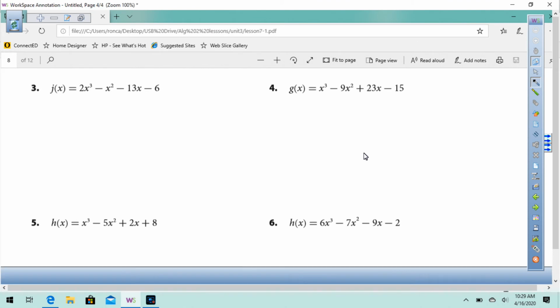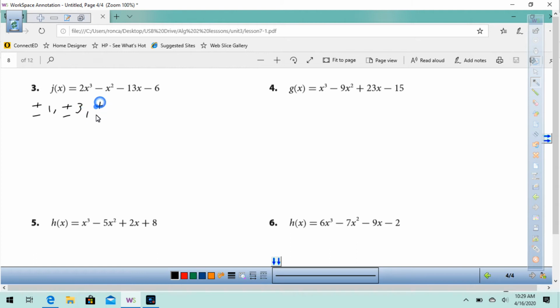Number 4, we have 15 over here, and we have 1 there, so we get plus or minus 1, plus or minus 3, plus or minus 5, plus or minus 15. The coefficients are 1, negative 9, 23, and negative 15.